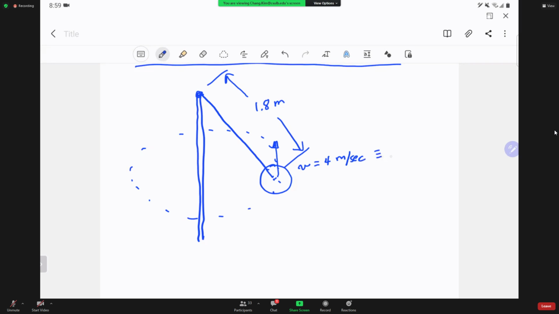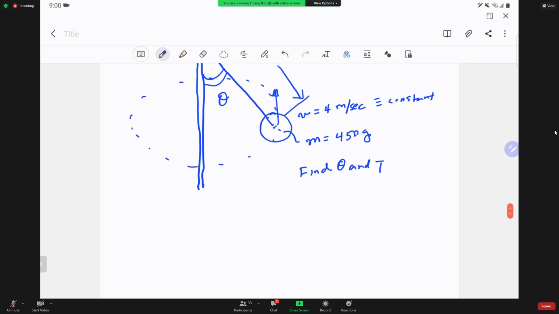And we are going to assume this ball of a mass of 450 grams is traveling at 4 meters per second, fairly constant velocity. Okay. Find theta and the tension on the cable. Okay, so let's take a look.